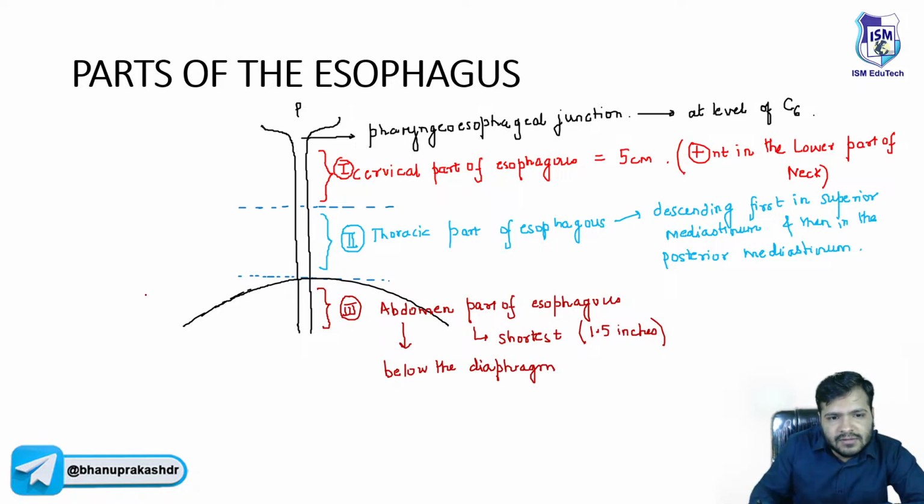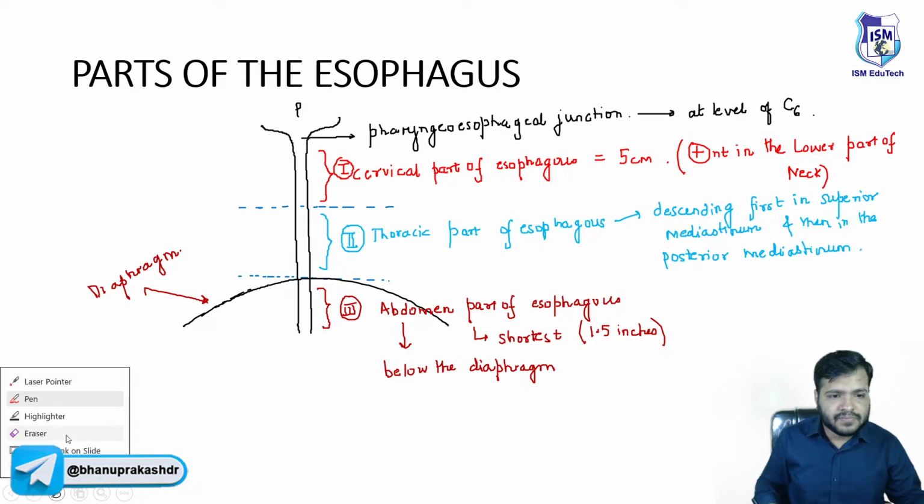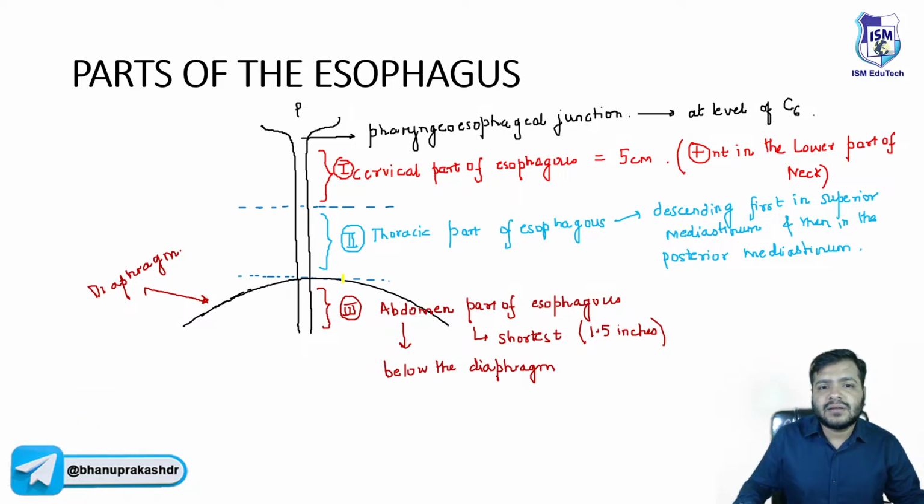So remember that this structure that I have drawn, it is the diaphragm. So I hope this is clear to everyone. Just give me a thumbs up in the chat box that all the three parts are clear to everyone. The cervical part of the esophagus, the thoracic part, and the abdomen part of the esophagus.